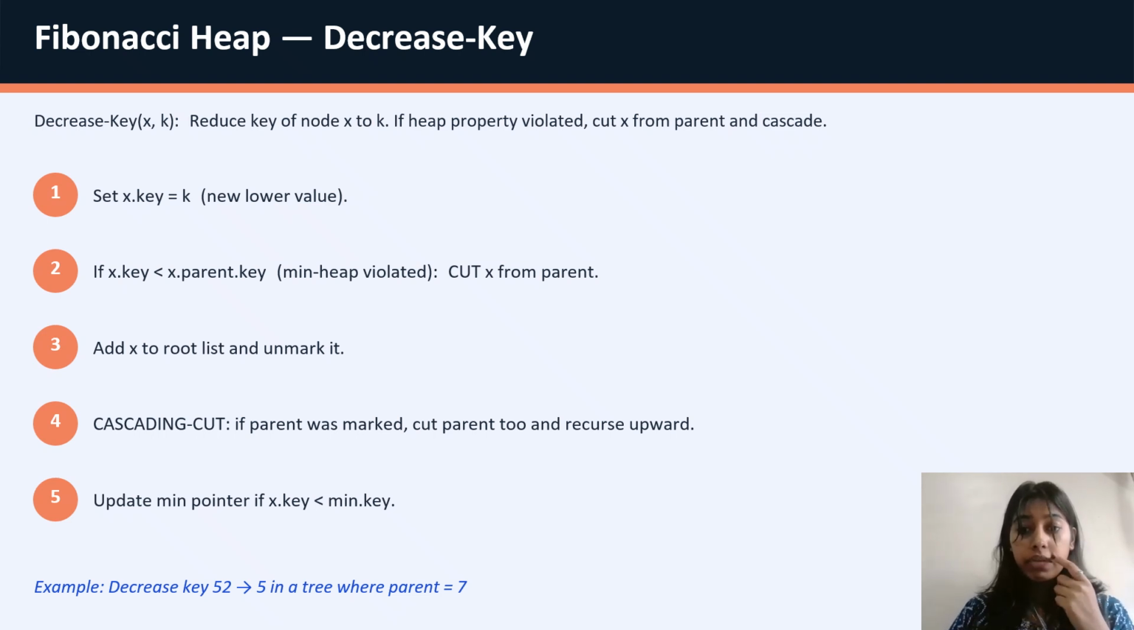In decrease key, we reduce the value of a node's key. This operation is useful when a node gets higher priority. First, the node value is updated. Then, if the new node value becomes smaller than its parent, the min-heap property is violated. So the node is cut from the parent and moved to the root list. If the parent was already marked, then a cascading cut happens upward recursively. Finally, the minimum pointer is updated if needed. Here, the minimum pointer is updated as per the decreased key.